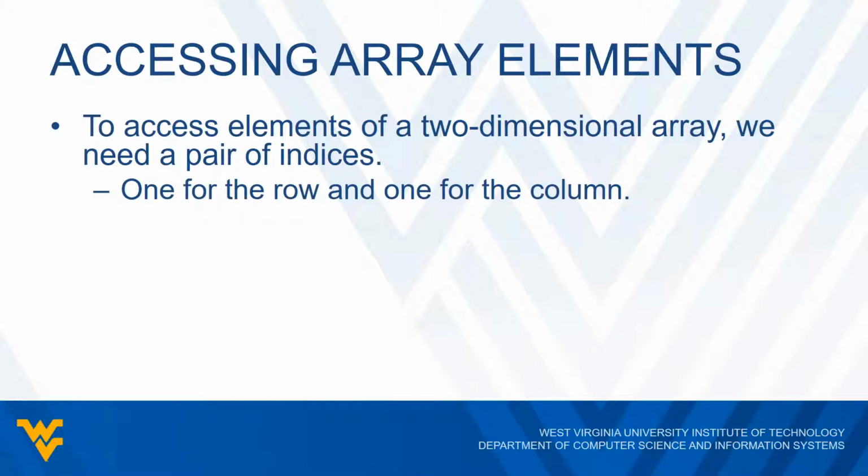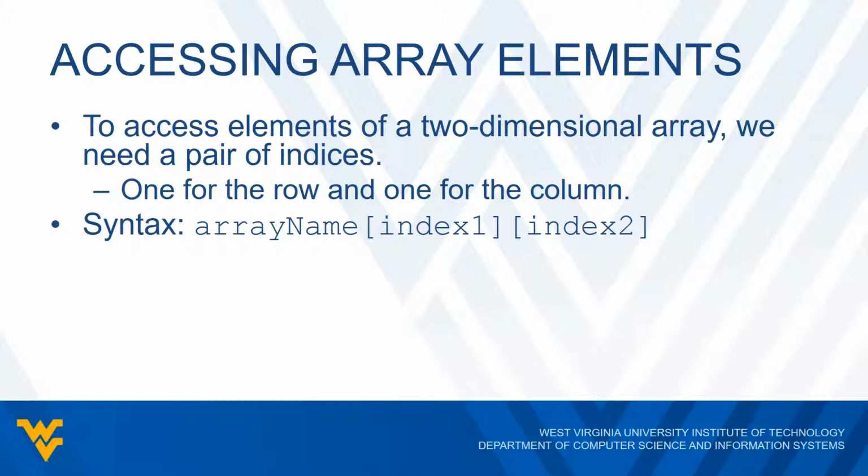Now, to access any element in a two-dimensional array, we need a pair of indices. So we need one index to indicate our row number, and we need one index to indicate our column number. So the syntax of it is actually almost the same as a one-dimensional array. So we have our array name, some square braces, and then an index. But now we have this second one to handle our second dimension. So another set of square braces, and then our column index.